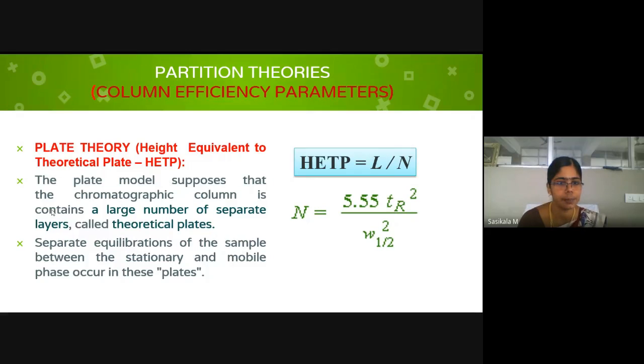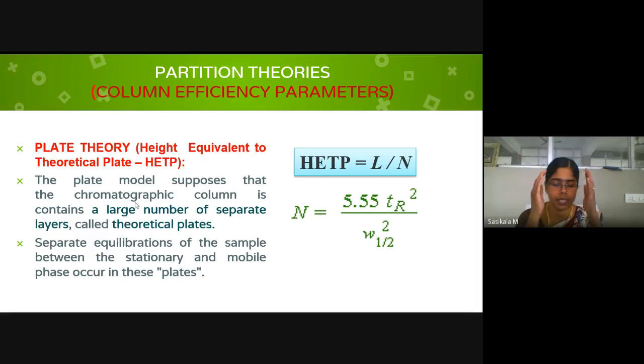Plate theory is nothing but the plate represents the theoretical plates. Theoretical plates means hypothetical plates, what we are assuming to get when we use adsorbent with uniform particle size. A large number of separate layers is formed due to uniform particles of adsorbent, giving a large number of separate layers in the column. Those layers are considered as theoretical plates.